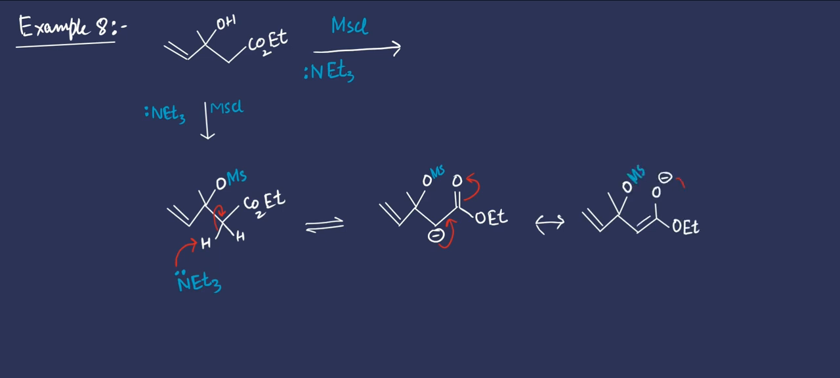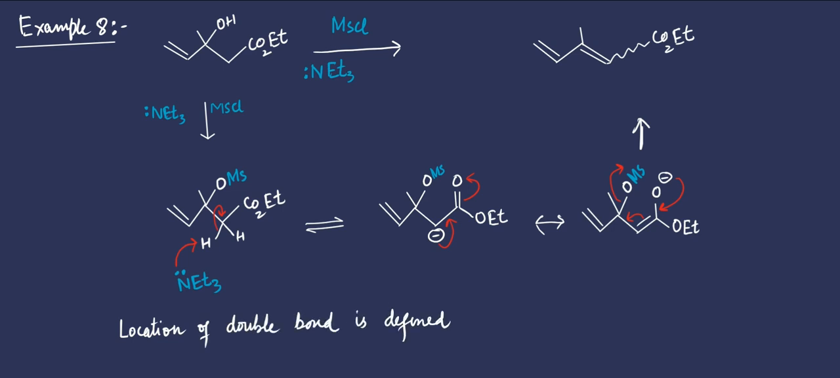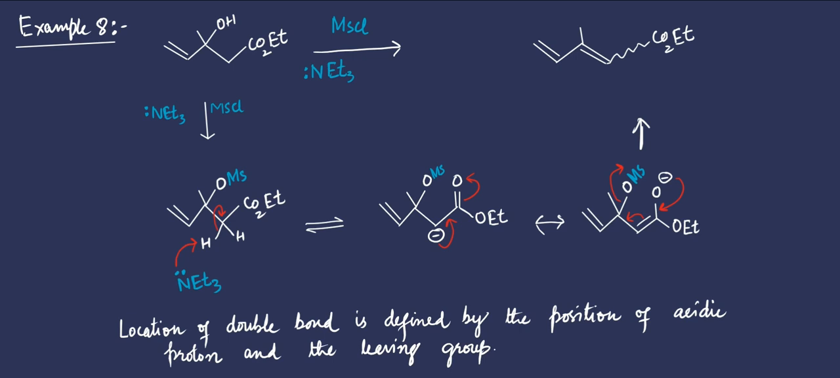The enolate then forms the ester back, and pushes out the mesylate group to form this conjugated alkene. It is obvious that the location of the double bond is defined by the position of the acidic proton and the leaving group. Hydroxyl anion is never a leaving group in an E2 reaction.